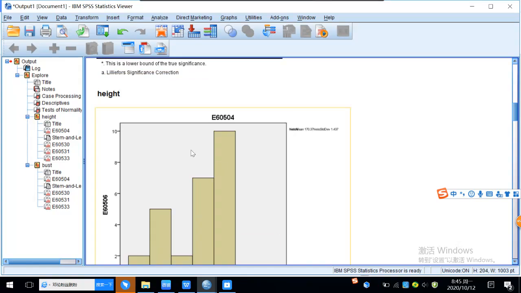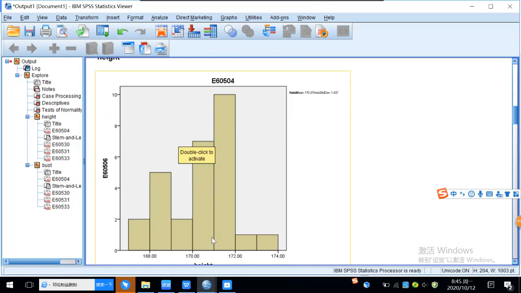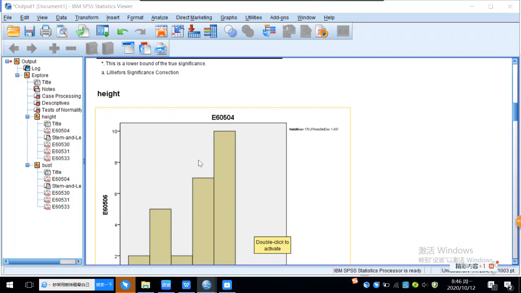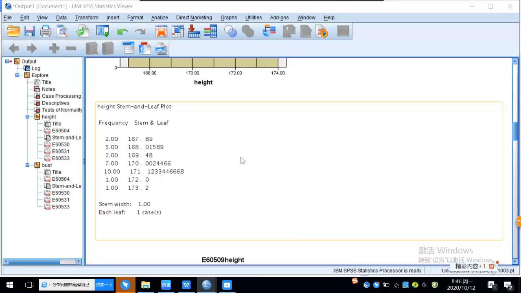And yes, when you look at the histogram, you can see that in the middle is the mean of the height, and the number of cases is the biggest. When the height is lower or taller, you can see the cases are decreasing. So for this frequency distribution, we can say that the height can be considered as normal. Okay, that's one way.